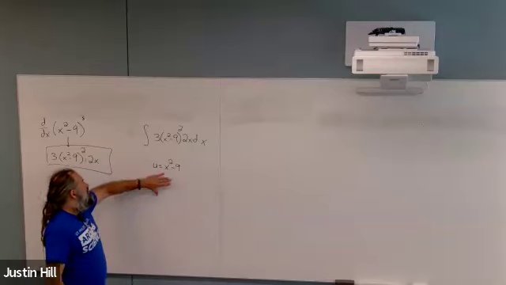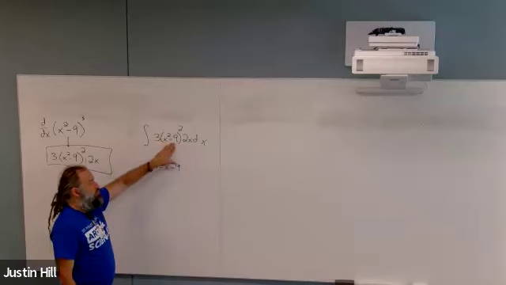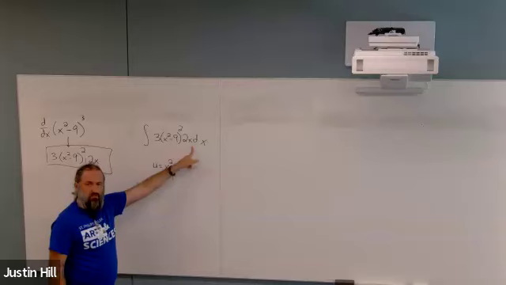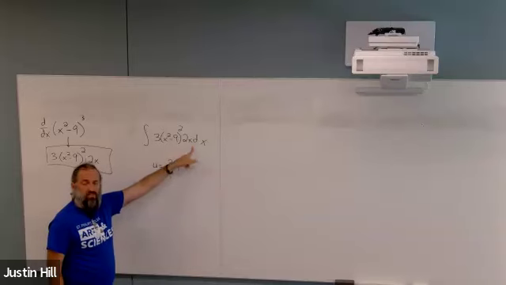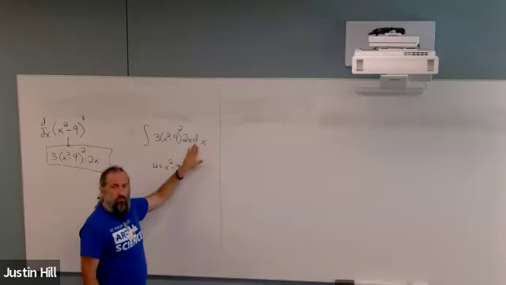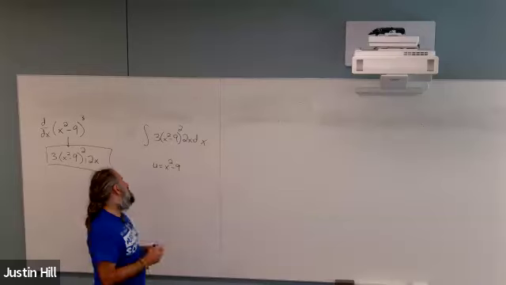And in order to pull this off, you have to recognize what function is inside the other function. And then you need to take the derivative of it to make sure that the derivative you would multiply by, that you'd get out of the chain rule, is in fact present.